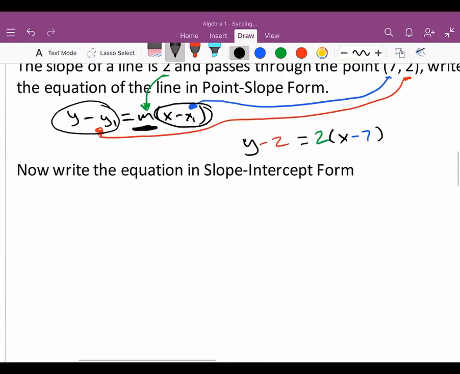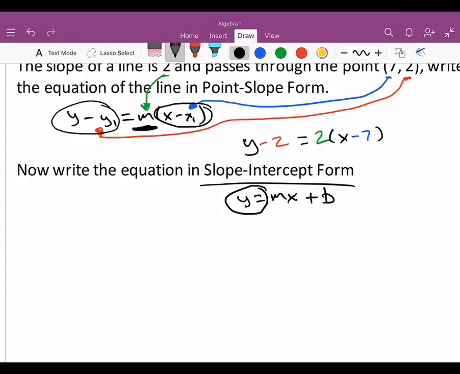All right, but let's change that to slope-intercept form. The special thing about slope-intercept form, if you remember, is y equals mx plus b. But the thing is, it is always y equals. y is always by itself. So usually if you see y equals, there's a high chance it's in slope-intercept form.